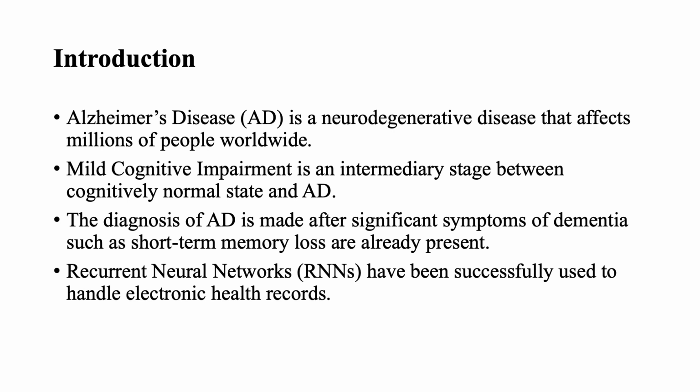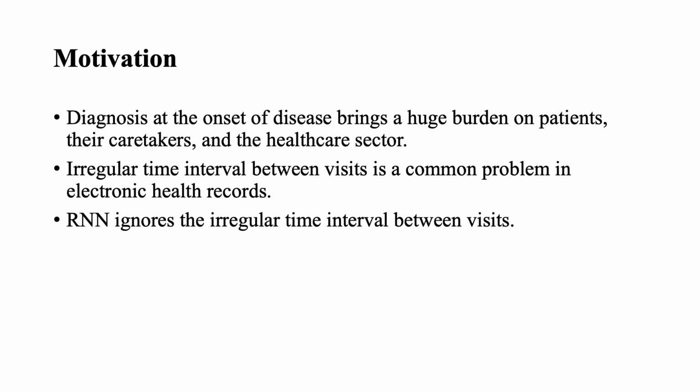To analyze the progression of Alzheimer's disease, patient data is kept in electronic health records, which are sequential data. Recently, recurrent neural networks have been successfully used to handle these electronic health records. There are three problems that have motivated us in this project. Diagnosis of Alzheimer's disease at the onset of disease brings a huge burden on patients and their caretakers and the healthcare sector as well. Thus, there is a crucial need to develop a method for early prediction of Alzheimer's disease for people who are at the intermediate stage.